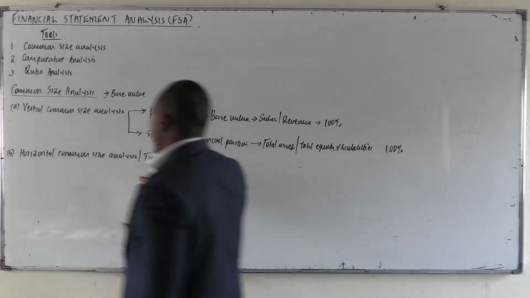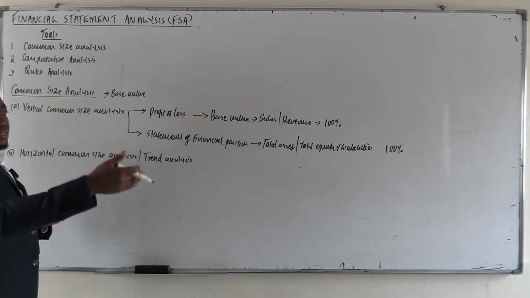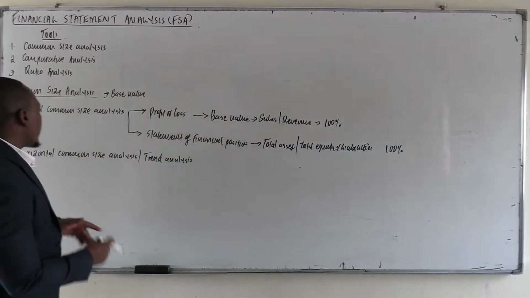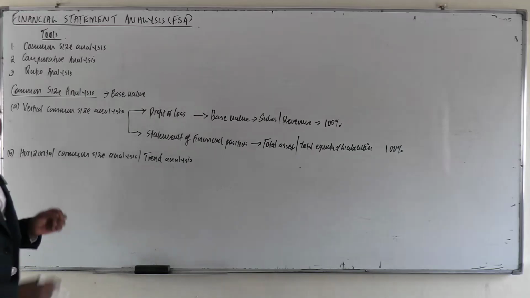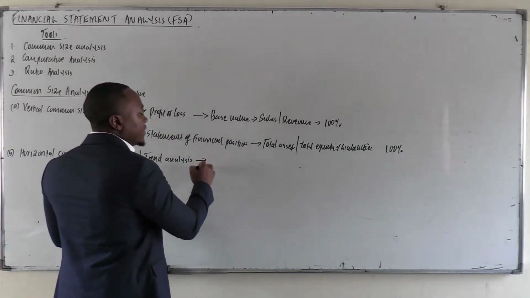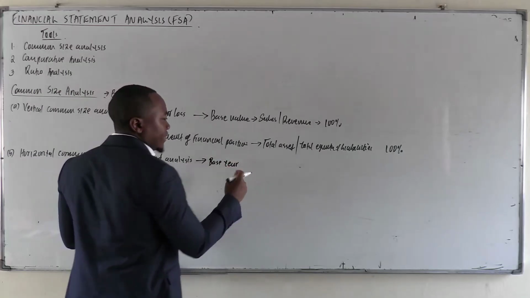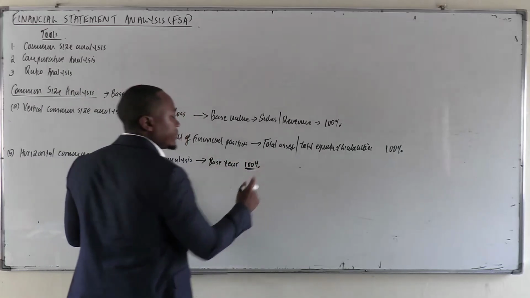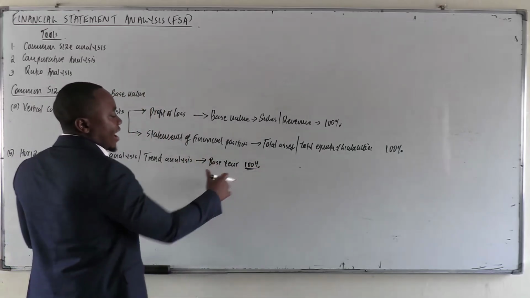Then for the horizontal common size, this is mostly applicable when you're factoring in trend analysis, how items change from one period to another. Therefore, horizontal analysis is only applicable where we have more than one financial year. In this case, it involves the identification of a base year, whereby you hold all the items, be it the income statement or the statement of financial position, as 100%.